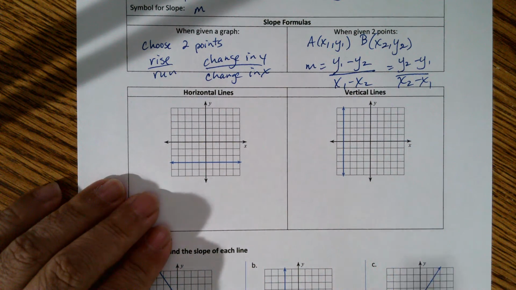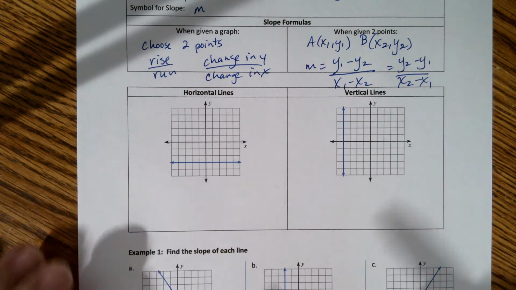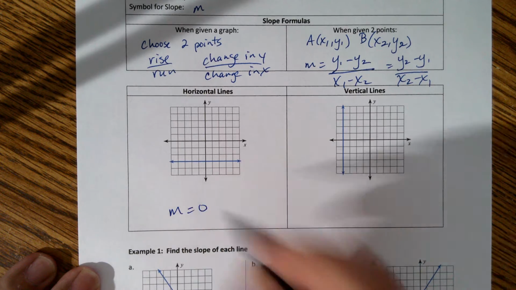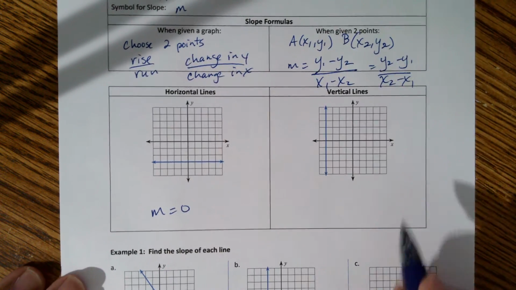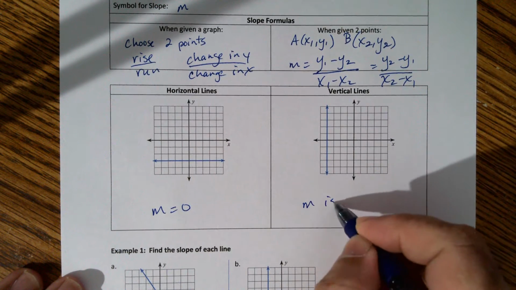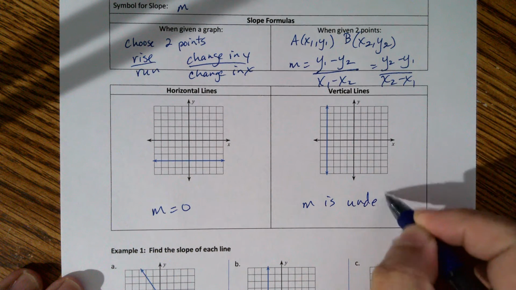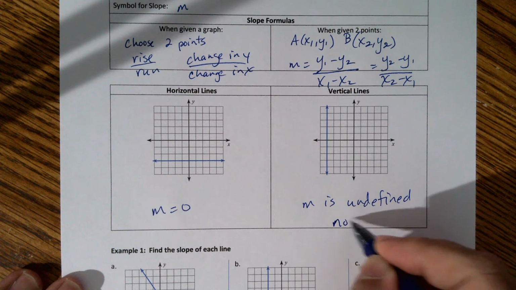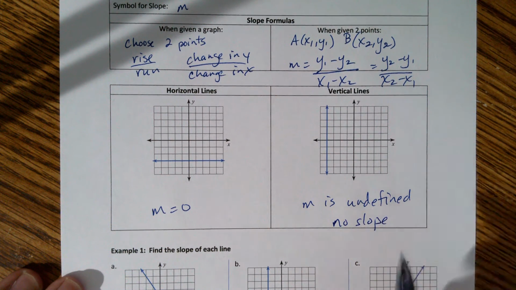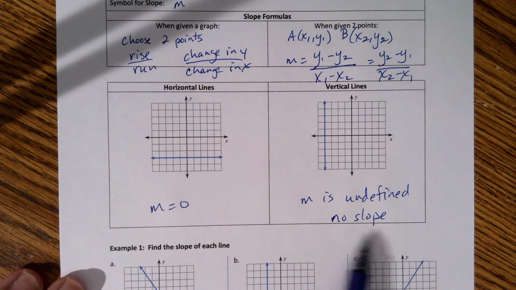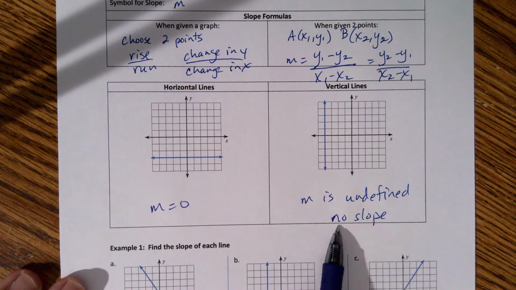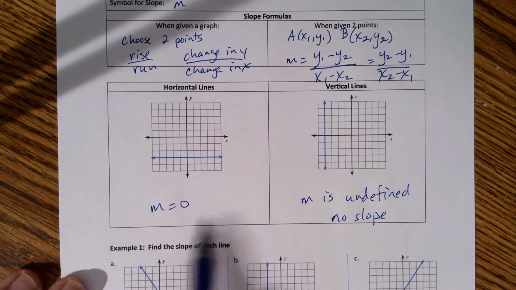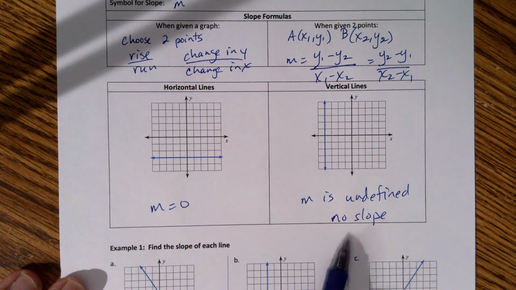So there are special cases. Horizontal lines, the slope is 0, so we just say m equals 0. If you have vertical lines, we say the slope is undefined, or we just say m is undefined. Or sometimes we say no slope. I don't like no slope. Just use undefined, because people have a tendency to confuse no slope with 0 slope, and that's different. No slope is not 0.